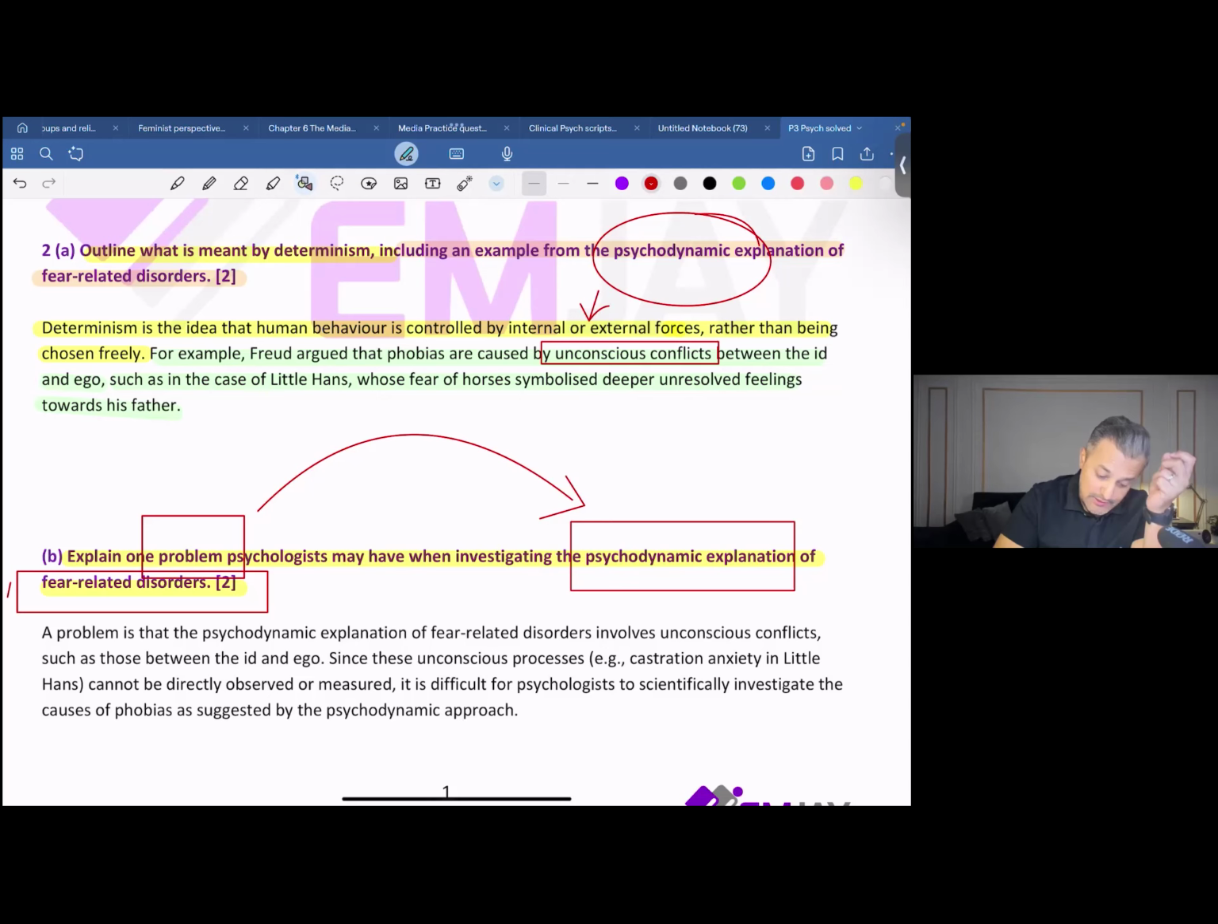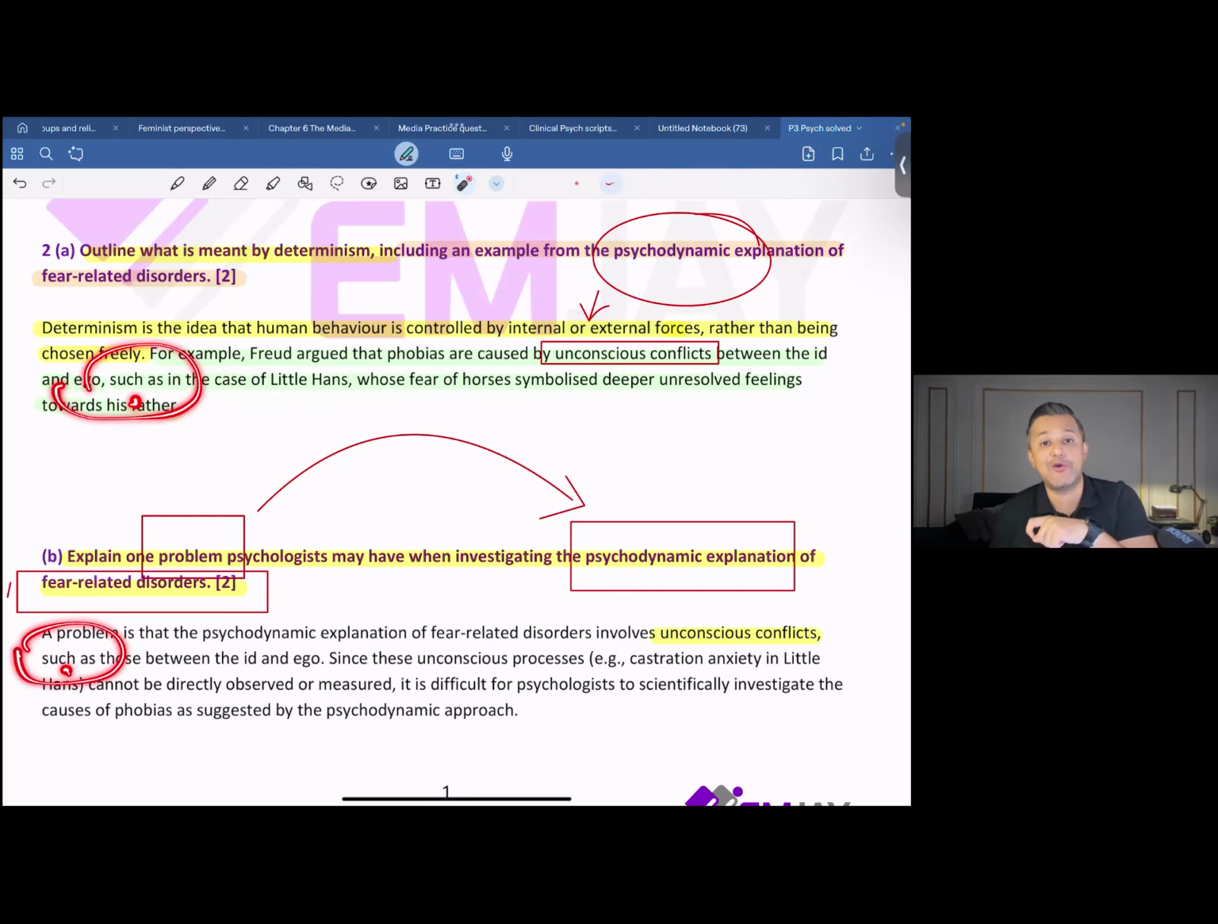So quickly moving on, a problem is that the psychodynamic explanation of fear related disorders involves unconscious conflicts. So, if you know the psychodynamic explanation, you get this. Why is it that I keep on writing, for example, such as? I'm securing that 1 mark.